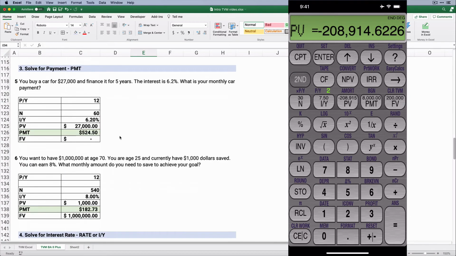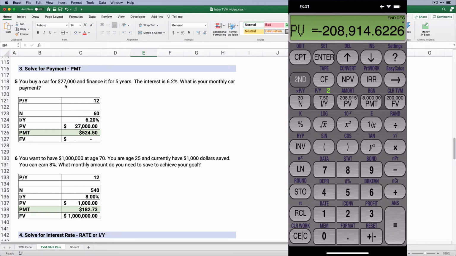Now let's switch. Let's do 2 where we solve for payment. Let's do a car payment. You buy a car for $27,000 and you finance it for 5 years. The interest rate on the loan is 6.2%. What is your monthly car payment?